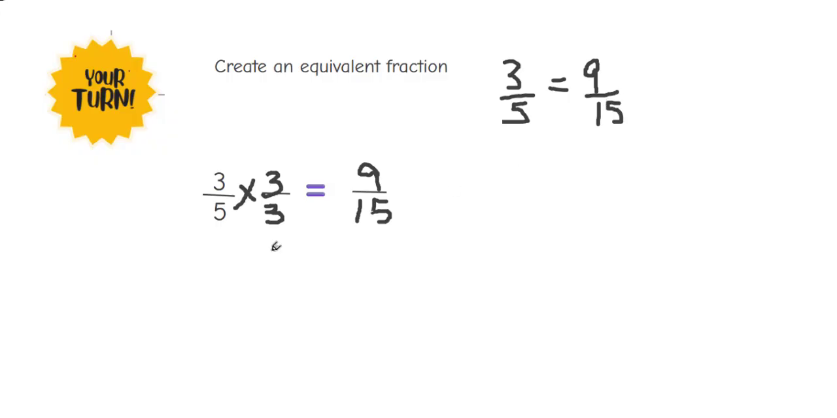Now, you may have multiplied both these numbers. I'm going to do a different one. Some of you may have used the number 5, and that works too. These are all equivalent fractions. You can multiply both the numerator and denominator by any number as long as it's the same, and you will end up with an equivalent fraction.